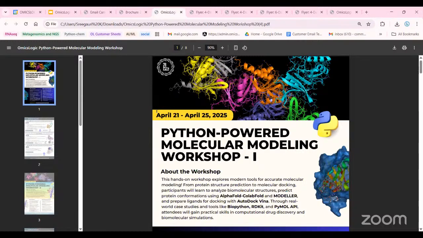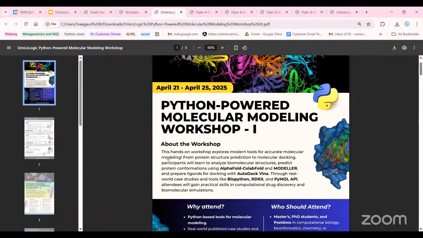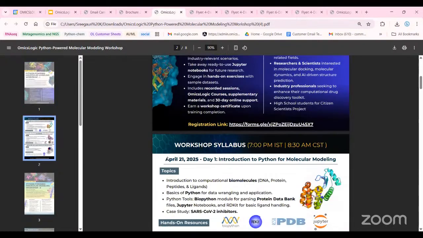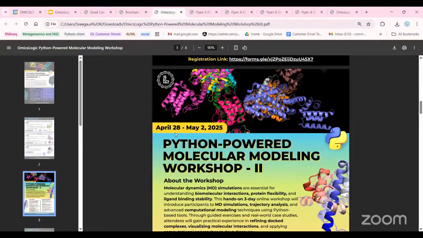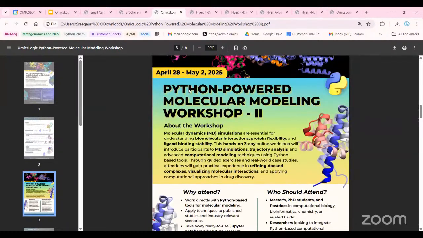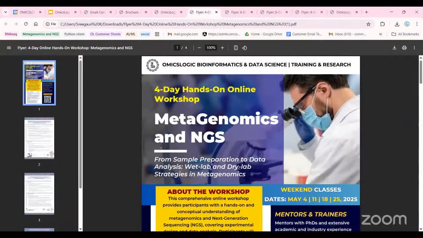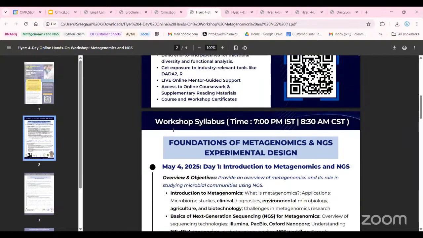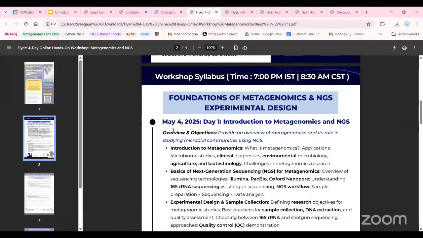Now, if you're someone who is looking for more short-term training, maybe like 3-day or 2-week workshops, then we have a few of these upcoming. So one is on Python-powered molecular modeling. This will be a 2-part workshop series. In workshop 1, I will be covering beginner level topics, and in part 2, I'll be covering some more advanced topics. So this will be a 2-week workshop in total. And we also have another workshop on metagenomics and NGS. So if you're curious to explore this, you can join here as well. This will also be conducted over weekends on Sundays.